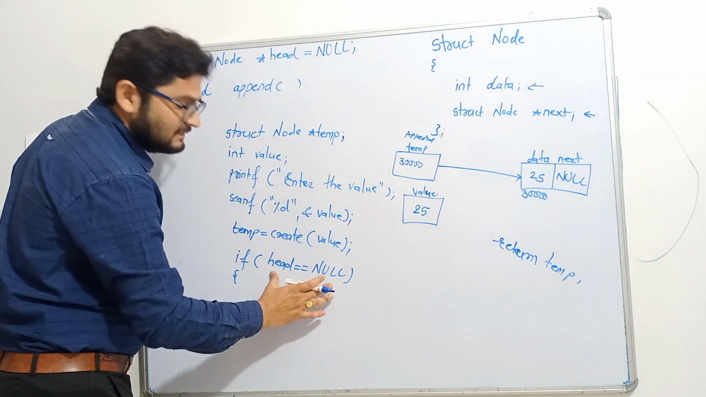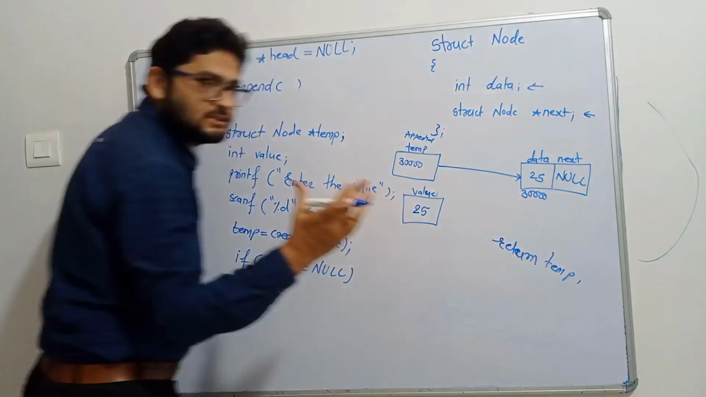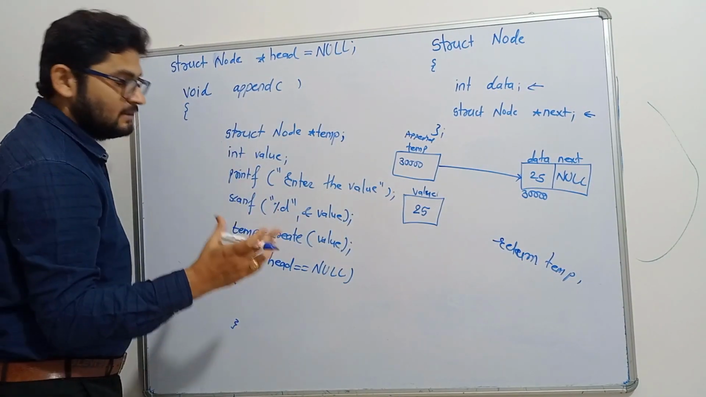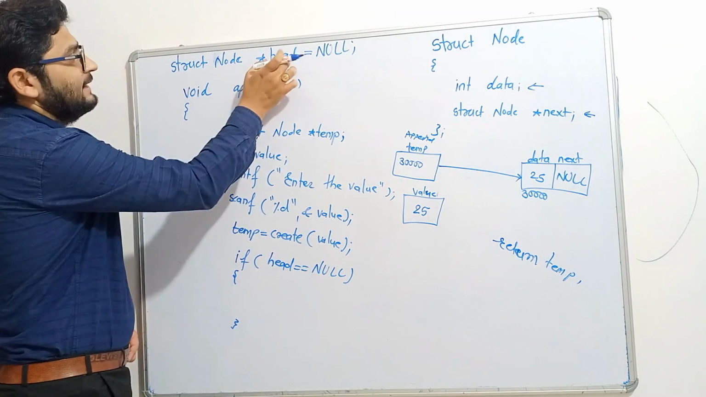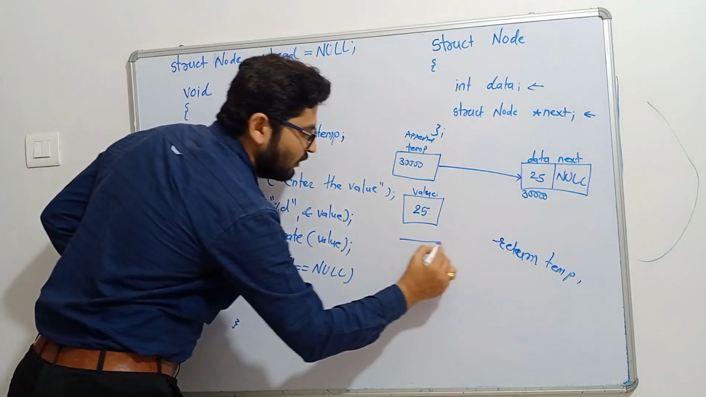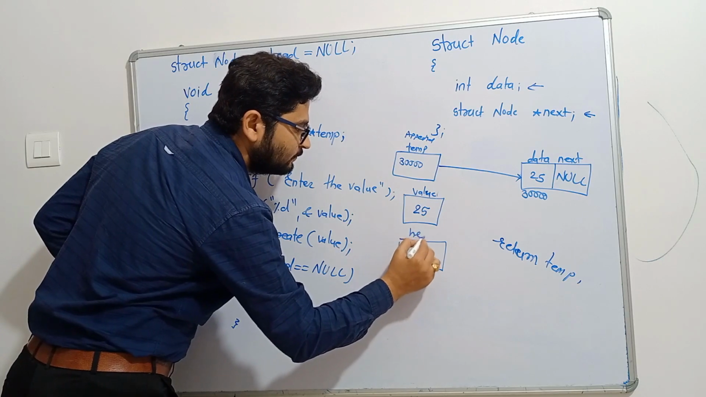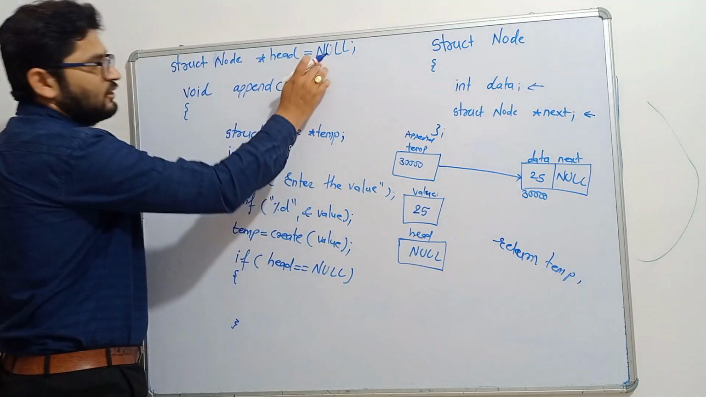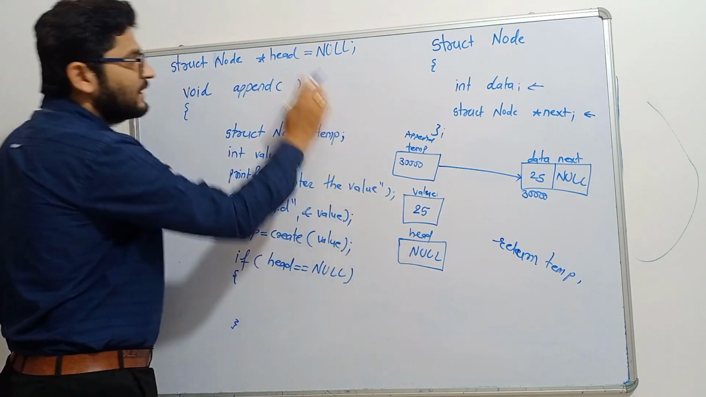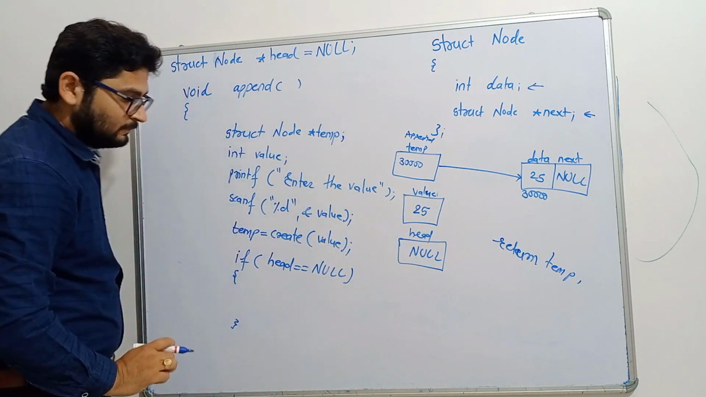Now, if the linked list is empty, then this is going to be the first node, and obviously we know that the first node is always pointed by the head. Now, this head is the global pointer, so it is always going to be there in the memory. Earlier I have stored null into this head. We have already created it, right? And in the beginning, the value of head is nothing but null.